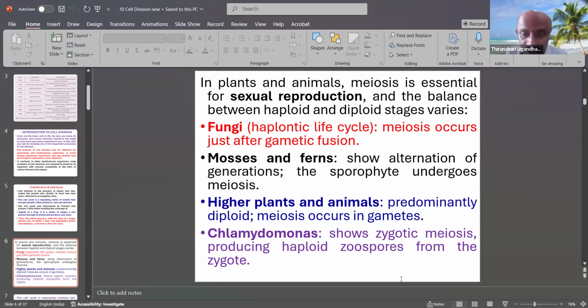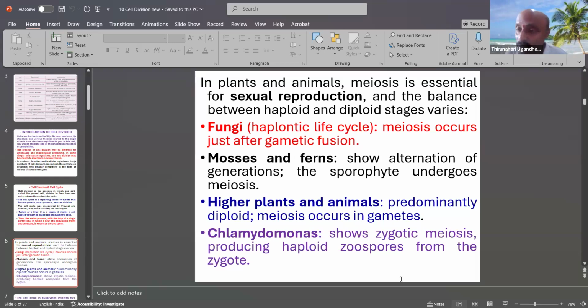Chlamydomonas shows zygotic meiosis, producing haploid spores from the zygote. So this is also haploid. The haploid stages are more and the diploid stages are less. That is called the haplontic life cycle, also called the gametophytic stage of plants. Examples are Chlamydomonas, Volvox, Euglena.